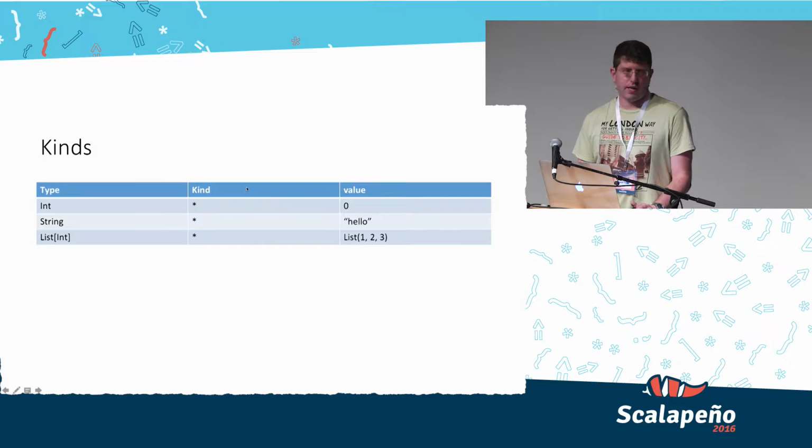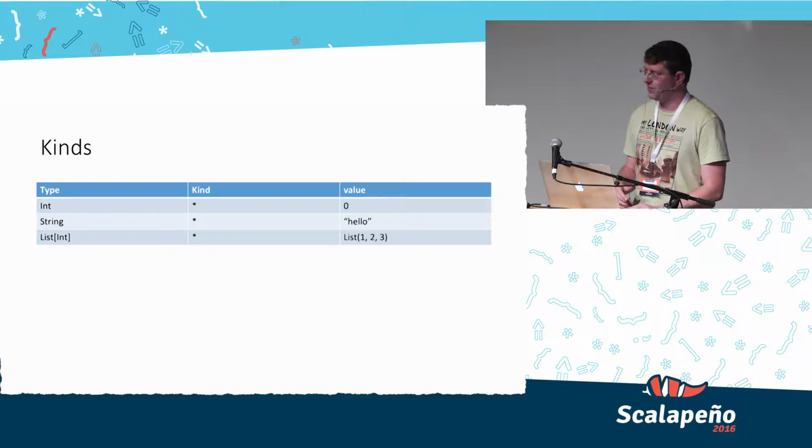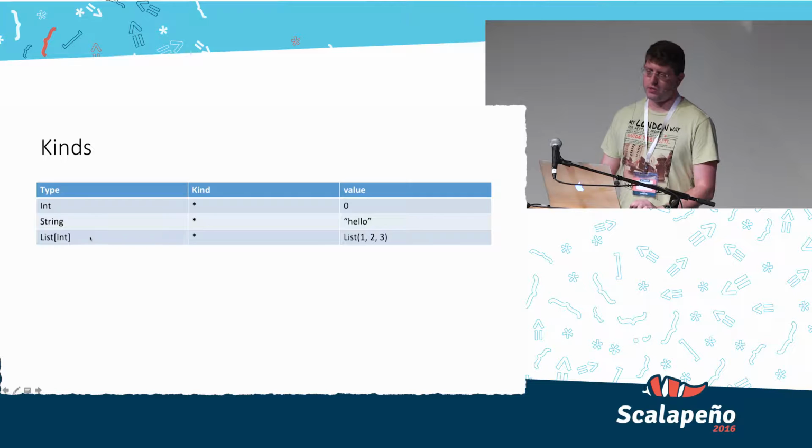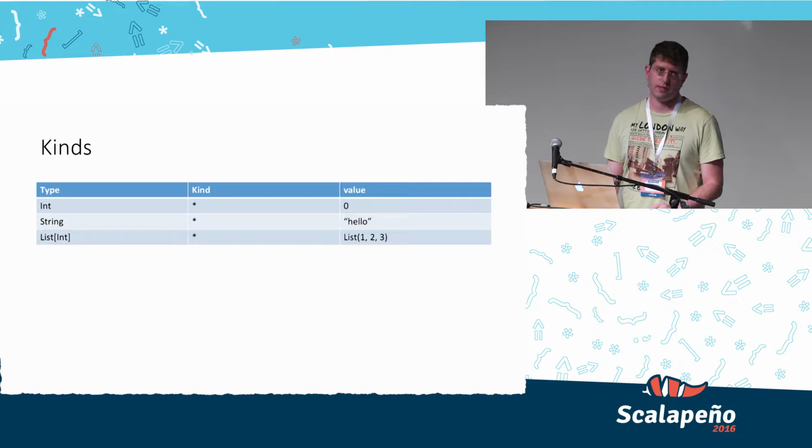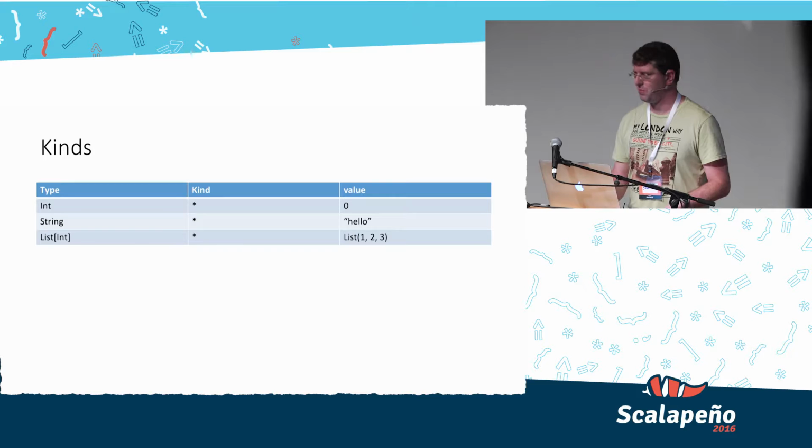So those types are called, the kind for those types is called type, or it's also written as star. I'll call it star. And for example, list of int is also of kind star. And why is that? Because, for example, the value of list 1 to 3 is a concrete value that this type can assume, so this is a simple type, a concrete type, or a type of kind star, okay?